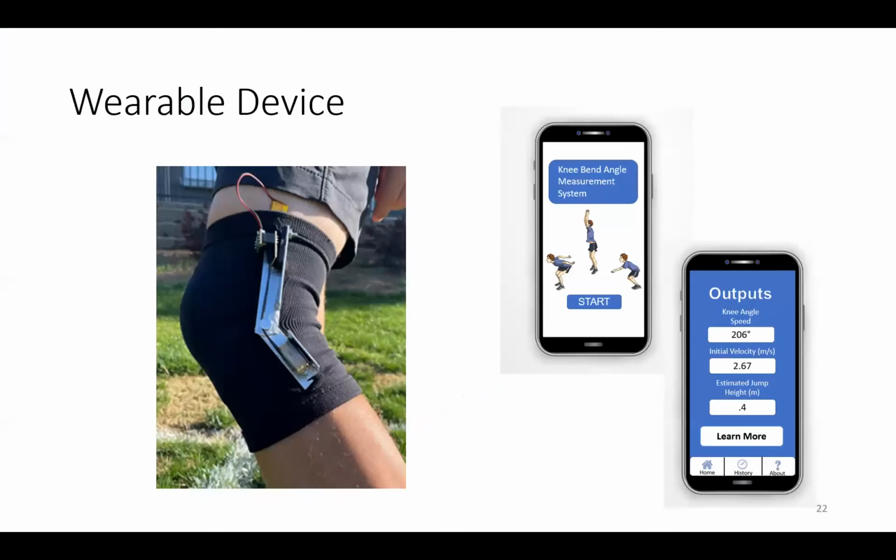So next, we actually developed a knee angle sleeve with a knee angle sensor. Here you can see the bend sensor attached on a hinge that has a small battery attached that provides the power. And on the right side, you can see some pictures of what our app would look like.